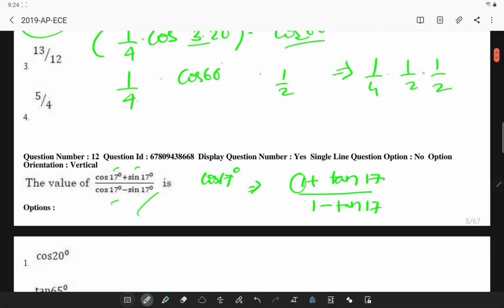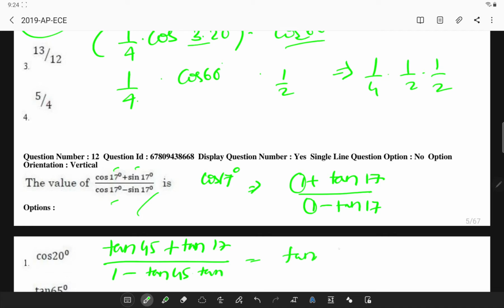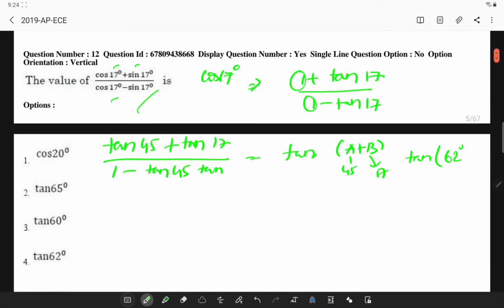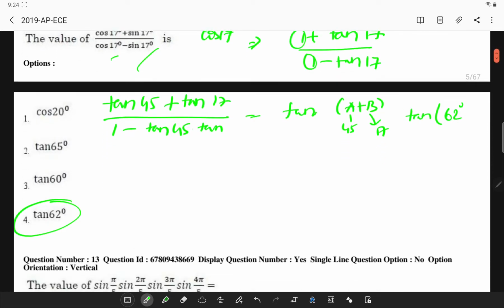However, here the value of 1, I can write it as tan 45, that is tan 45 plus tan 17 divided by 1 minus tan 45 into tan 17. So I can simply write it as tan of A plus B, where A is 45 and B is 17. So I can write it as tan of 62 degrees. So in this case the answer is this option.